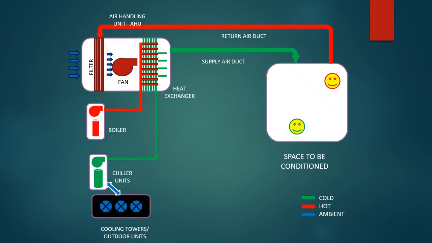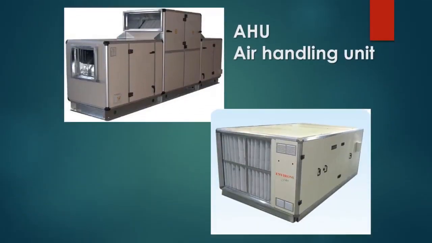This image is self-explanatory. Identify yourself the components of the system and the flow path. This is the air handling unit. You can see filters, supply air and return air plenum in here.